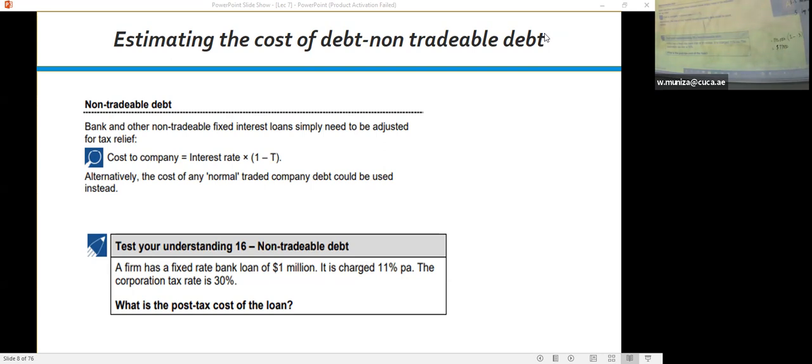You can take per unit as well simply by taking 11 into 1 minus 0.3. Alternatively, you can simply take 11 into 1 minus 0.3. That will be the post-tax cost of the debt.